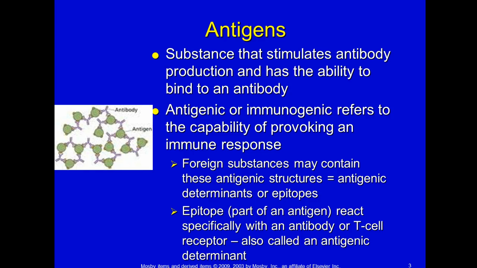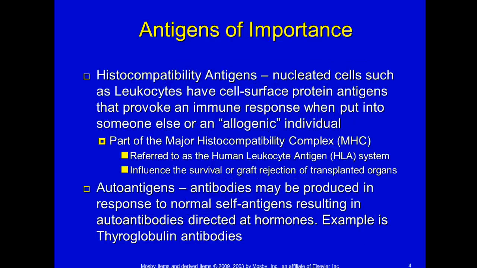The antigens are antigenic or immunogenic, which means they have the capability of provoking that immune response. So when you hear antigenic or immunogenic, that's what that means. There are also foreign substances that may contain antigenic structures. We have antigenic determinants or epitopes, and that is the part of the antigen that reacts specifically with the antibody or T cell receptor. So epitope and antigenic determinant are interchangeable terms that refer to the spot where the antibody interacts with the antigen. So what are some types of antigens of importance?